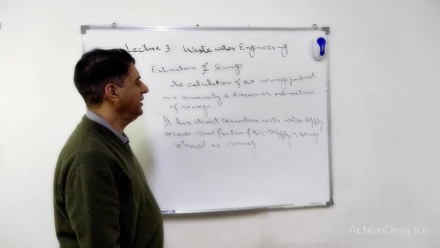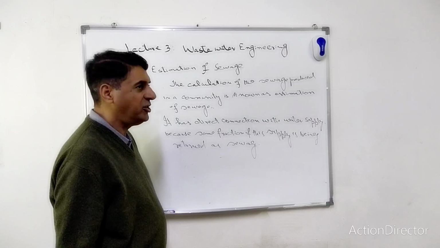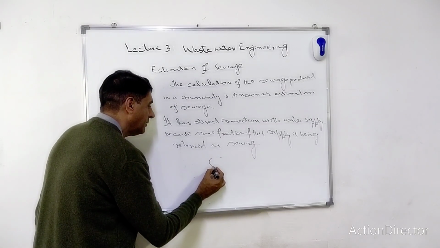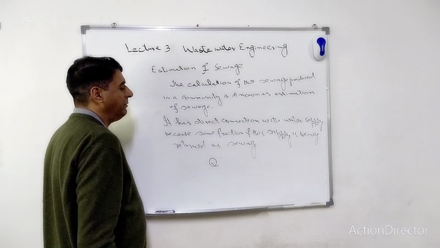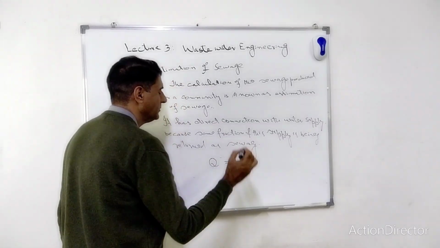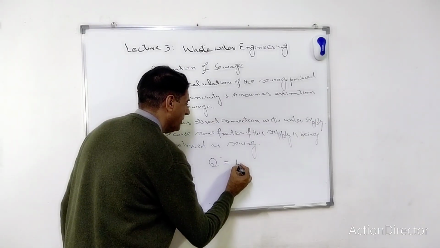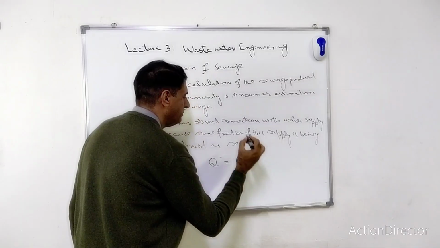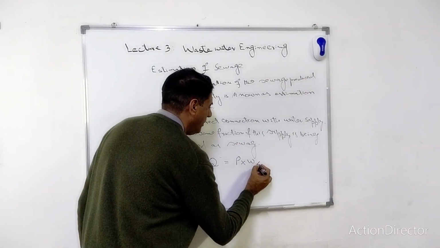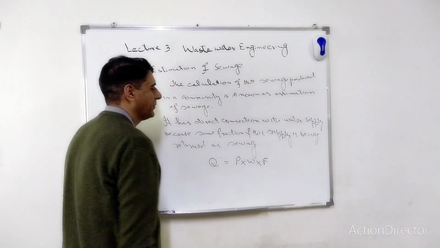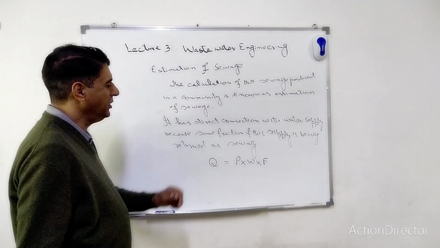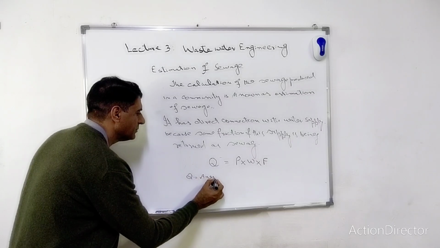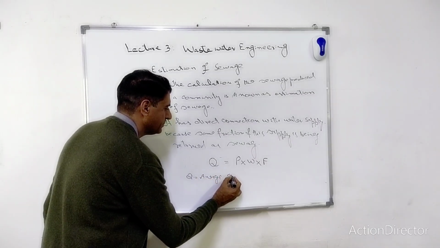In order to understand this, I would like to give you the equation used for this. Q, amount of sewage being produced, population, how much water is being provided to the community, and how much fraction is being returned back. So from this equation, Q is the average sewage produced.